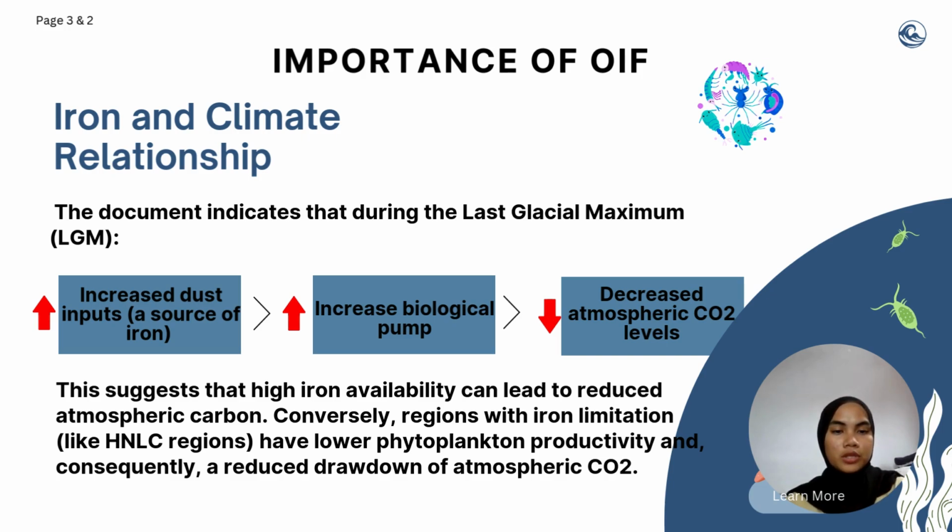Conversely, regions with iron limitation like HNLC regions have lower phytoplankton productivity and consequently a reduced drawdown of atmospheric carbon dioxide.